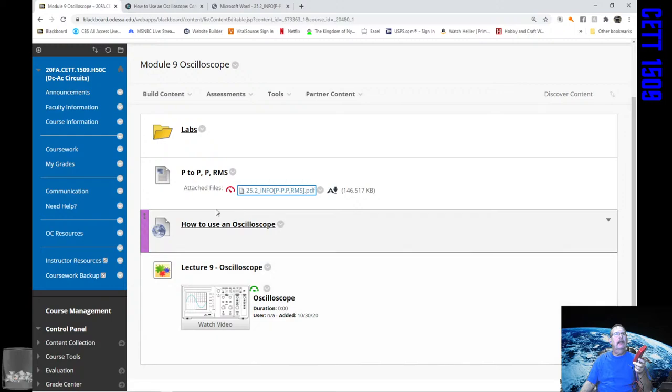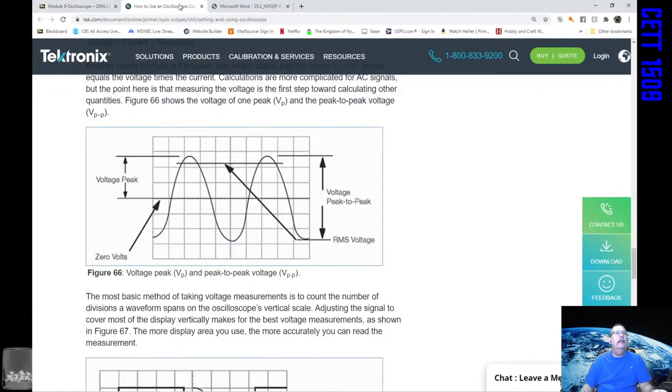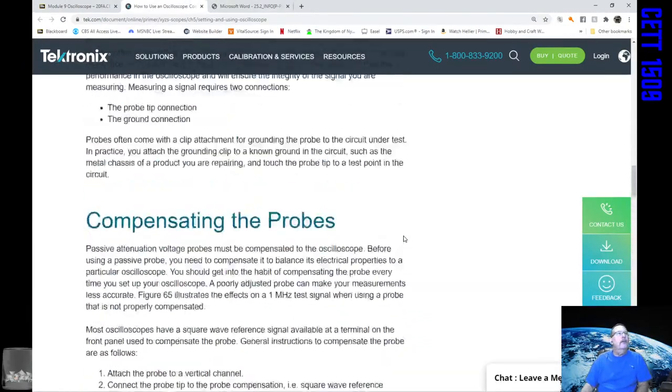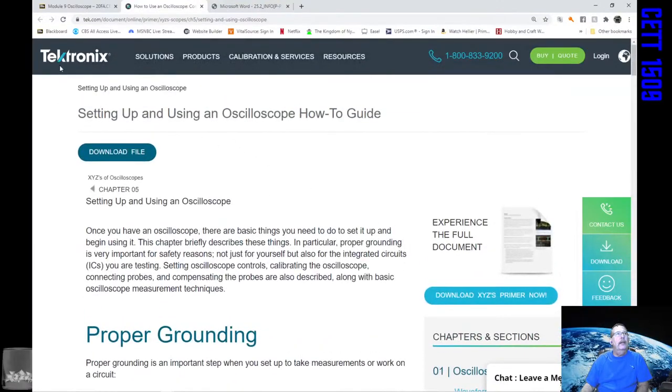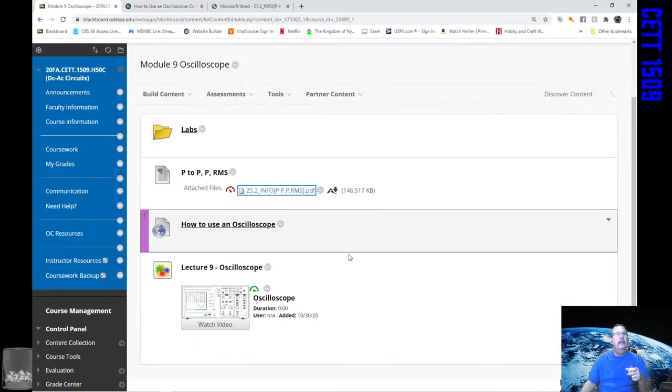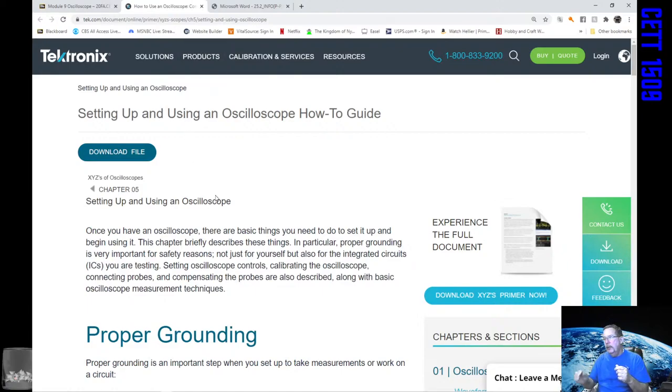Okay, there it is. Now we're going to go over to this how to use an oscilloscope and look around a bit on it. The oscilloscopes that we have in lab are going to be of this Tektronix type. I just want to go over it. This file is linked right there, so you guys can look at it. I'm going to just say a couple of things.